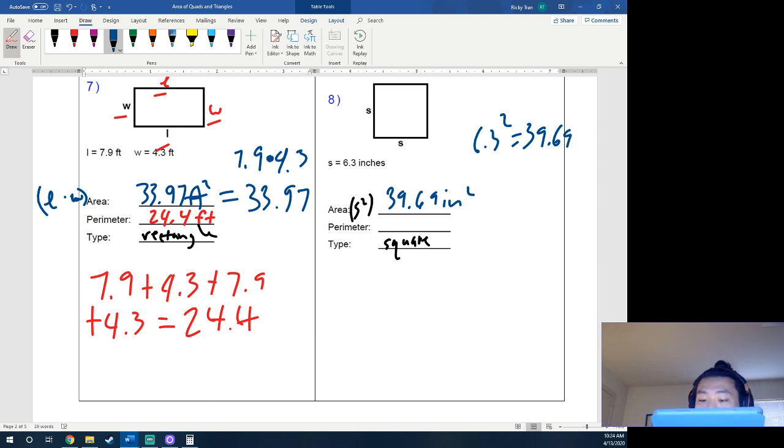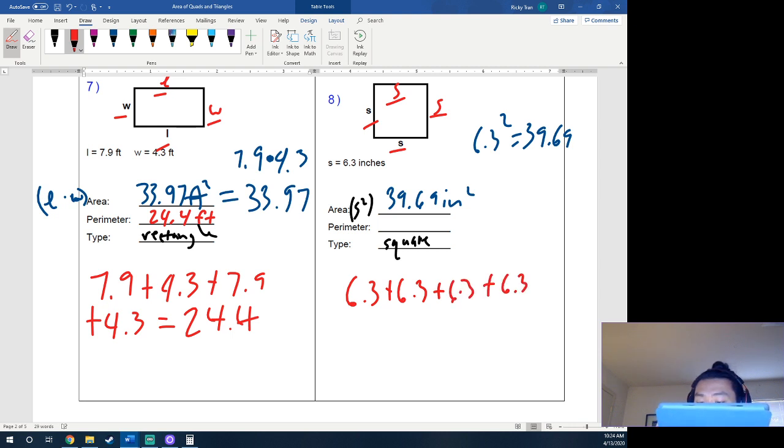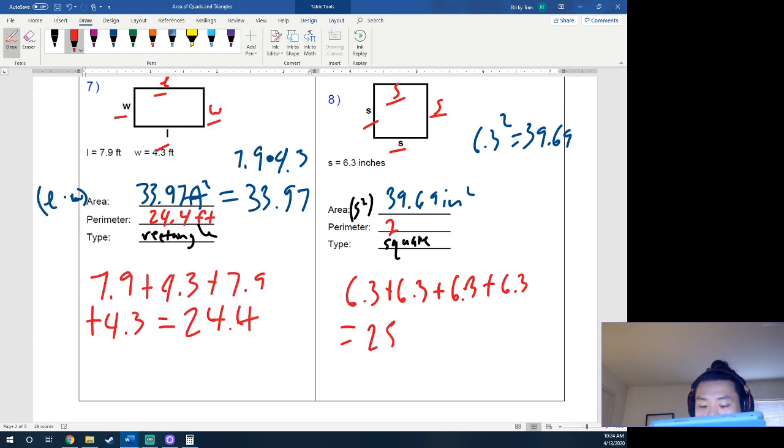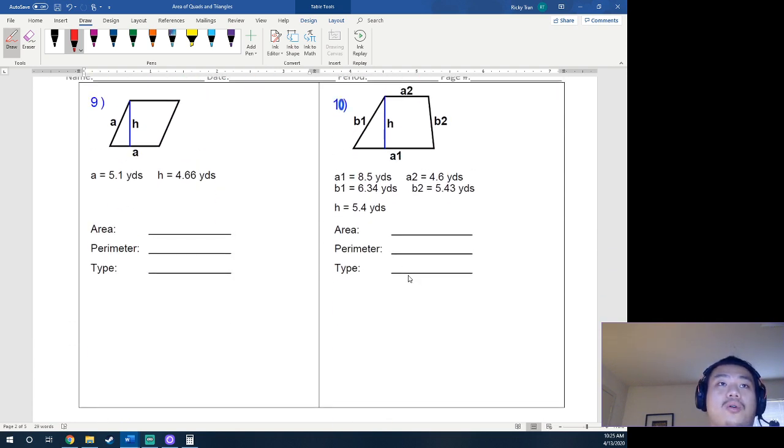39.69 inches squared. And then the perimeter, which is S plus S plus S plus S, or 6.3 plus 6.3 plus 6.3 plus 6.3, which is equal to 6.3 times 4, 25.2. 25.2 inches.